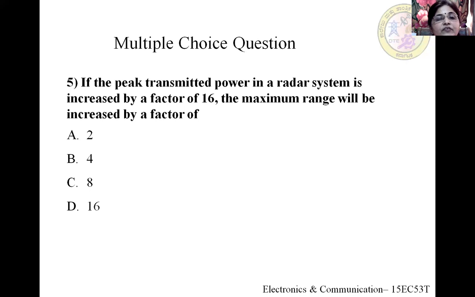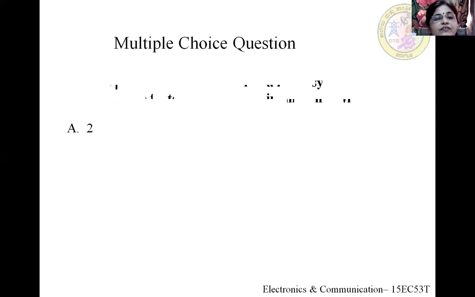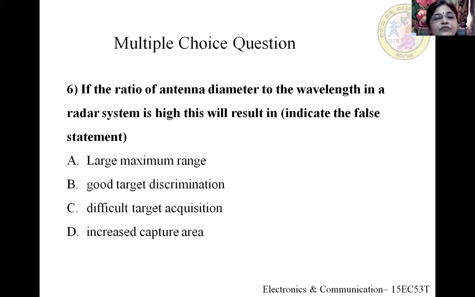Okay, next question. Question number 5. If the peak transmitted power in a radar system is increased by a factor of 16, the maximum range will be increased by a factor of A, 2, B, 4, C, 8, D, 16. What is the right answer? The answer is A, 2.